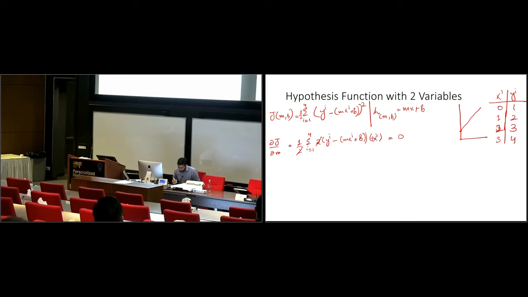is gone. And that would be now i equal to 1 to 4, xi yi minus m xi square. No, I think I'm making a mistake. So let's see. Let me try to write it explicitly and try to solve it.